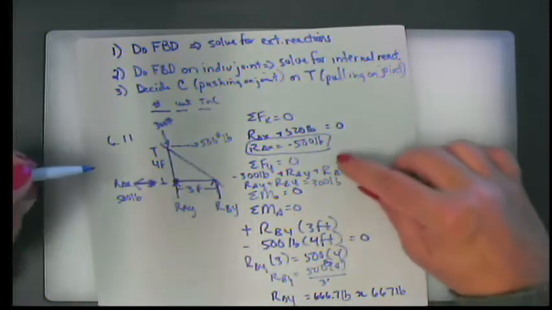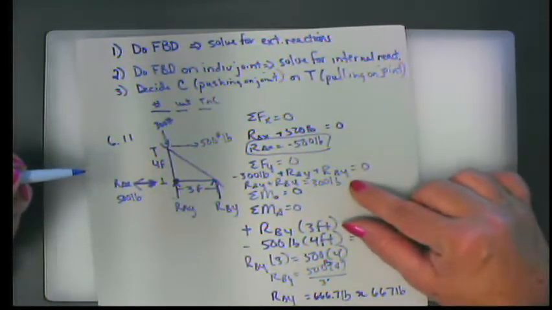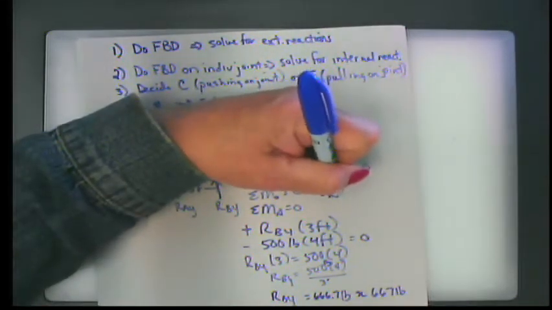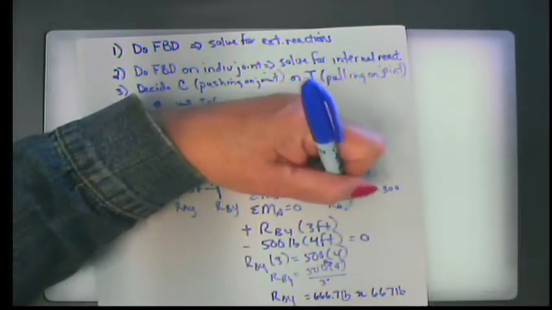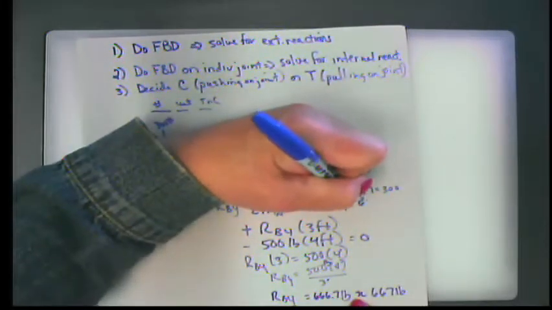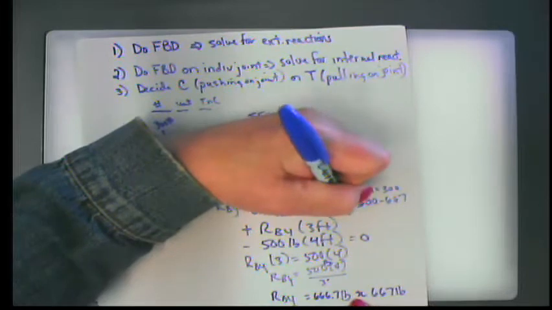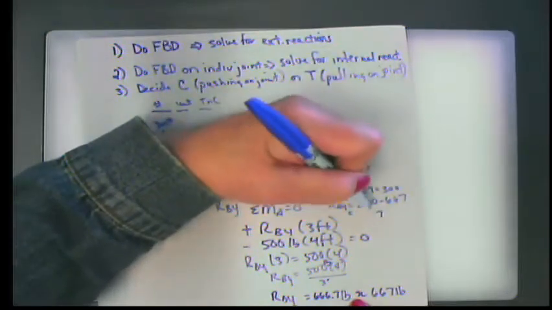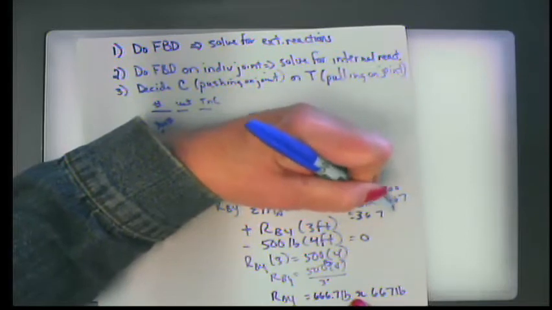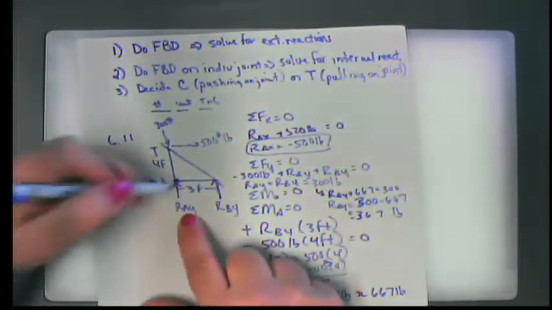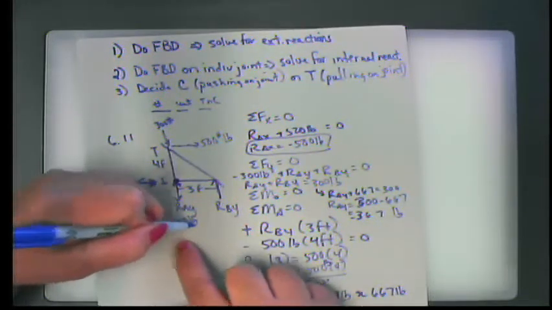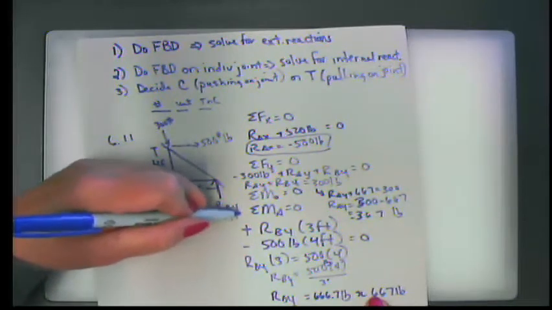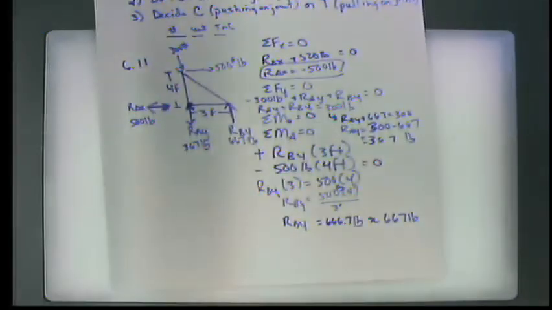Okay, so now I know RBY. I can go back to my summation of forces in the y direction, and I can then compute my RAY. So RAY plus 667 equals 300. RAY then equals 300 minus 667, which is negative 367 pounds. That means that I've chosen that incorrectly. RAY looks like this. Its value is 367 pounds. RBY is 667 pounds. And I've therefore solved the truss.